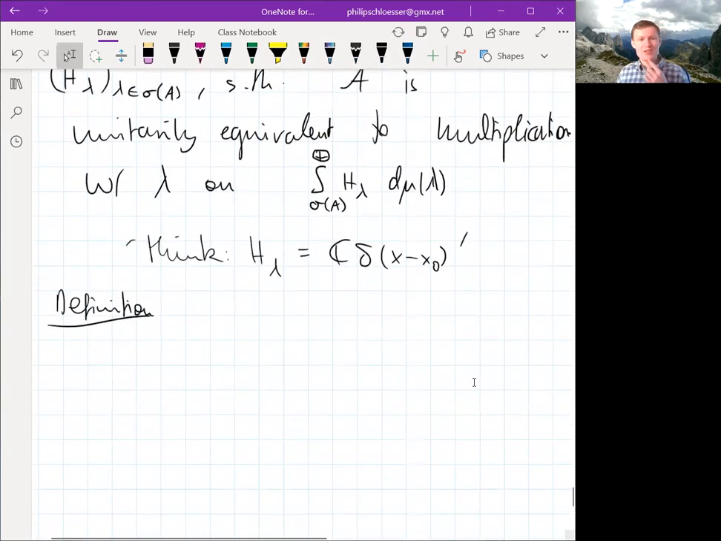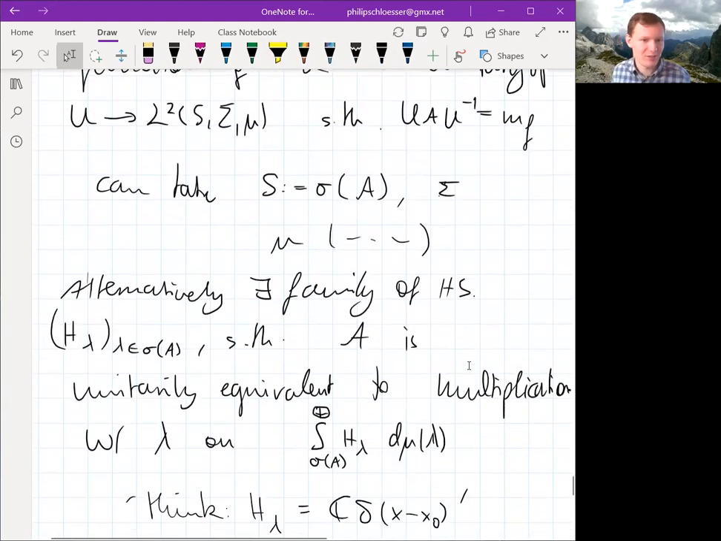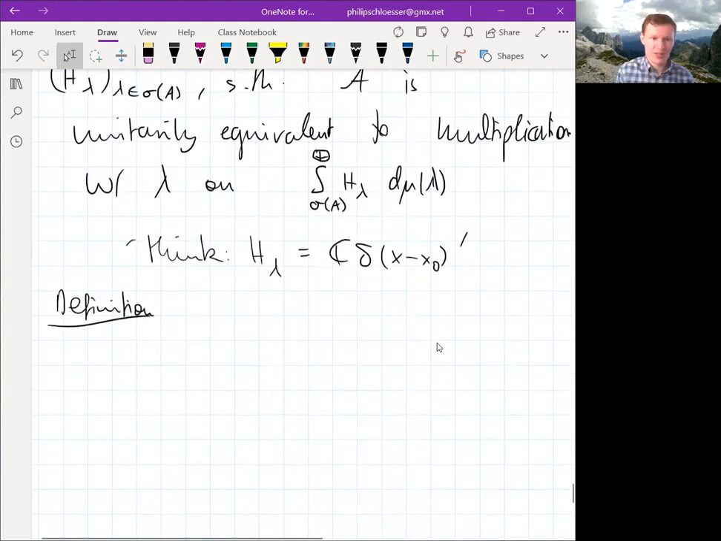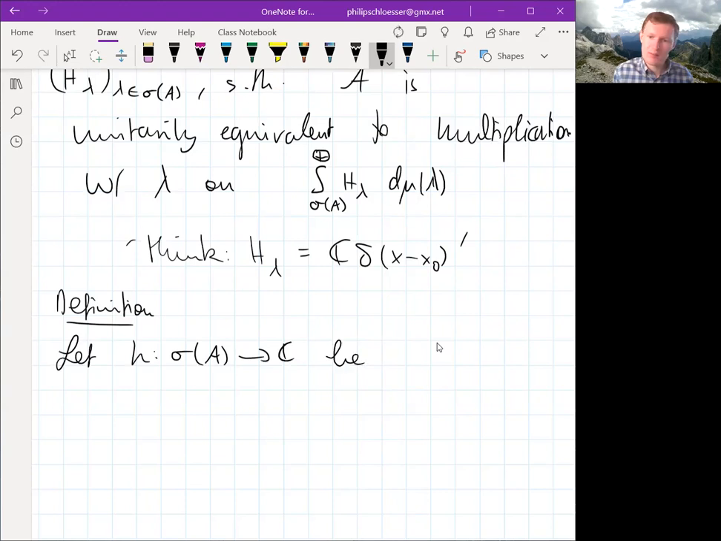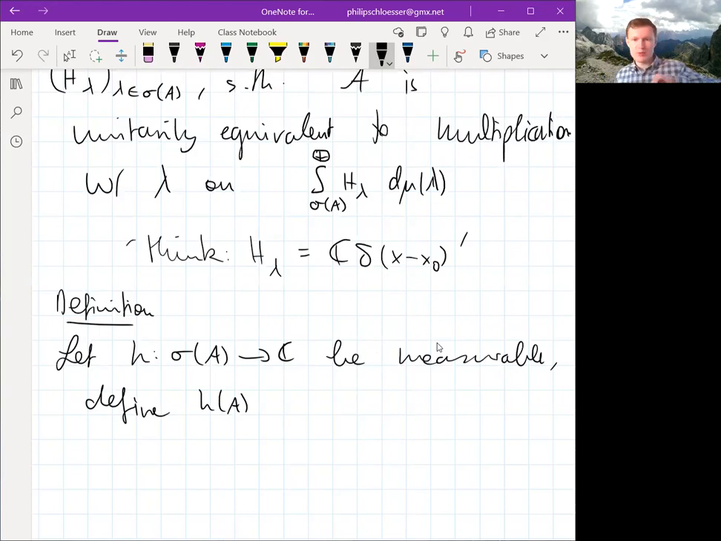And well, especially if we look at the last thing, the alternative formulation, but also if we look at the multiplication operator formulation, we suddenly have a very nice way of defining what it means to apply a function to an operator. Let h defined on the spectrum be a measurable function. Let the rest of the notation be as above. We can define h of A. So we can actually plug our operator A into the function h, and we define it to just be, well, it's unitarily equivalent to a multiplication operator, so we can just compose those functions for the multiplication and then be done with it.